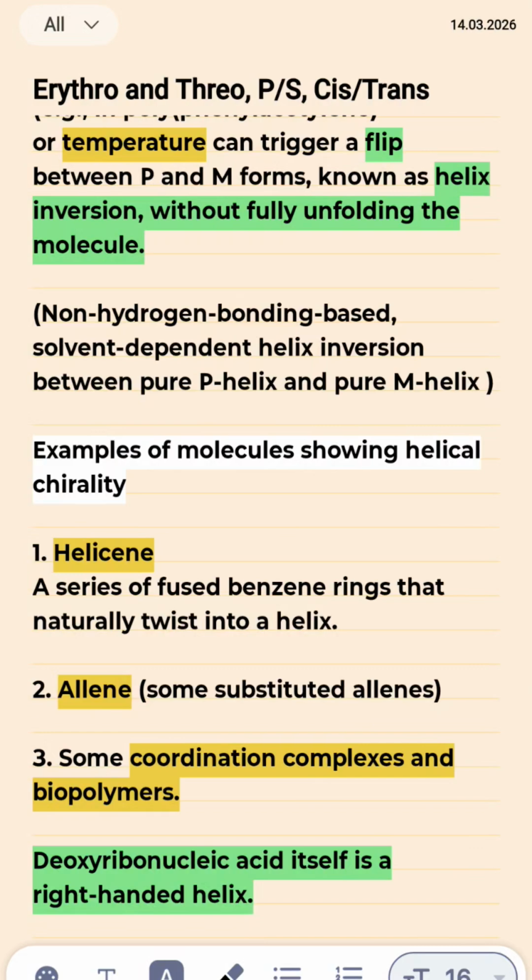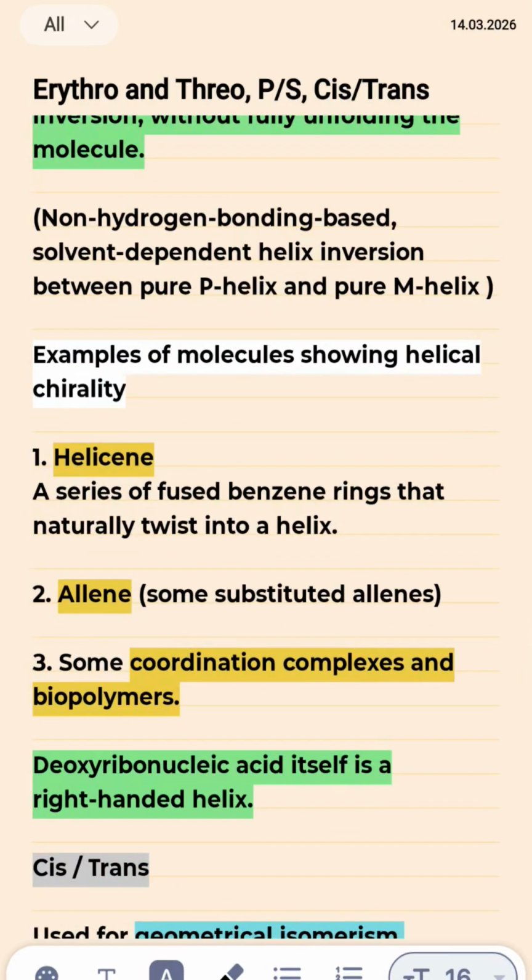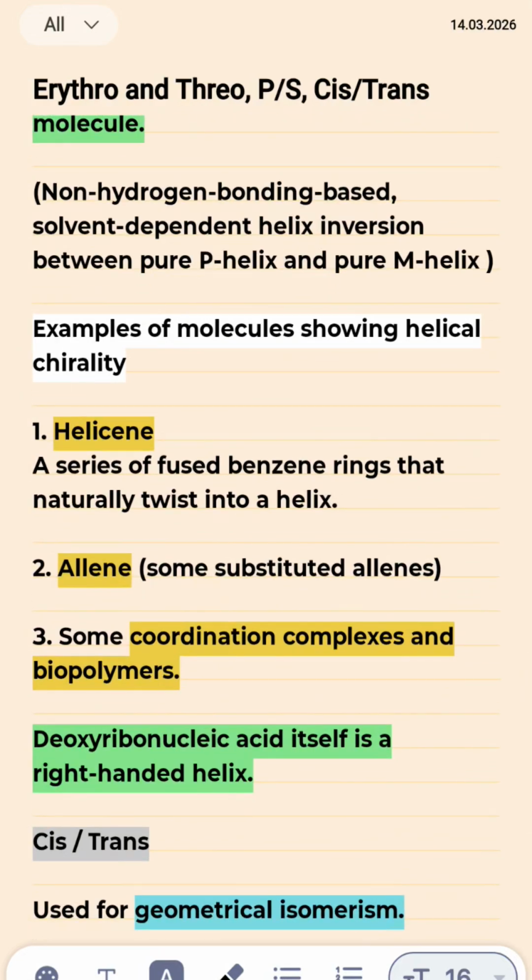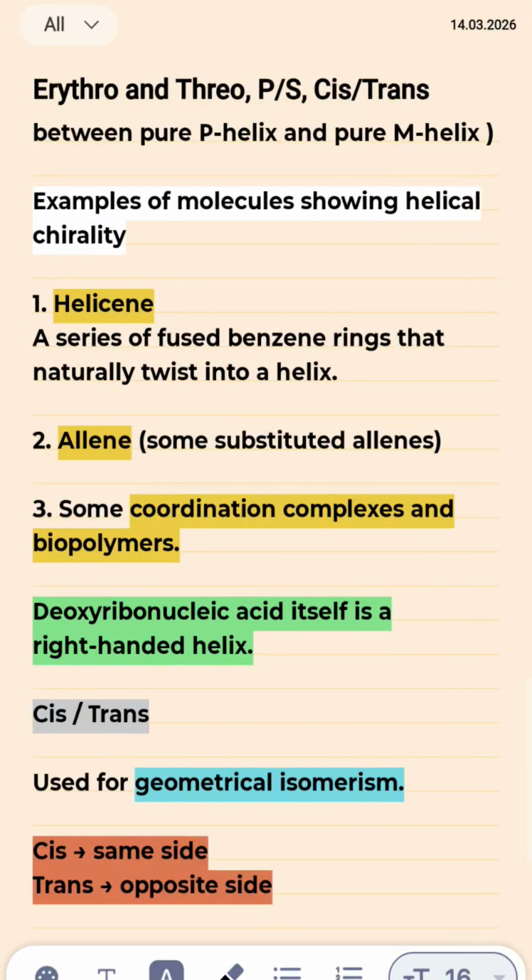See, till the class 12 CBSE curriculum, you had seen disulfide bonds, van der Waals interaction, and hydrogen bonding. But here this is some type of interaction which is non-hydrogen-bonding based, due to the effect of the solvent but not hydrogen bonding. So this occurs, of course, between a pure P helix and a pure M helix.